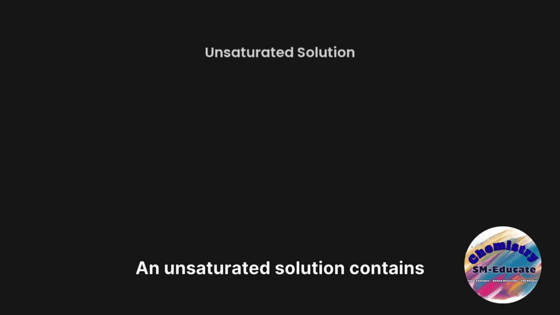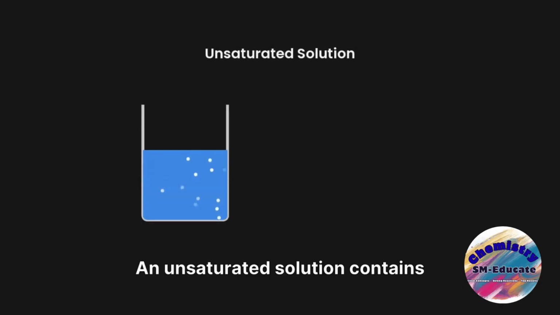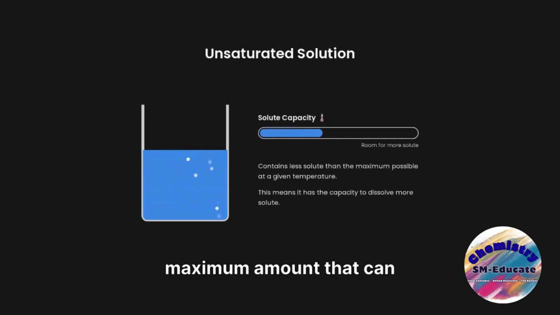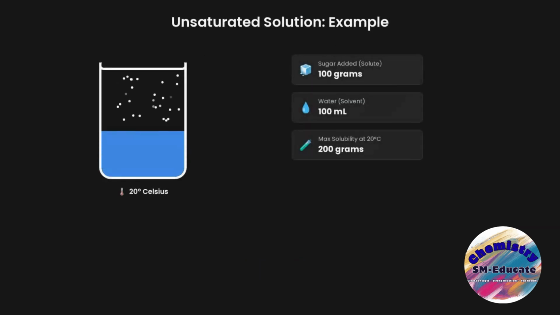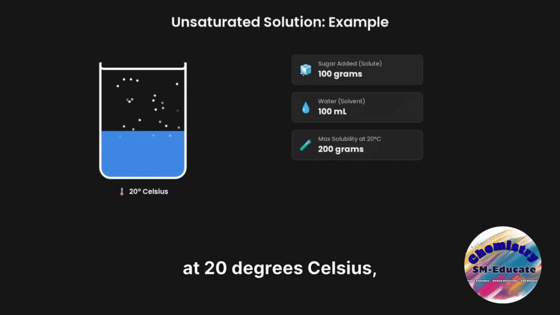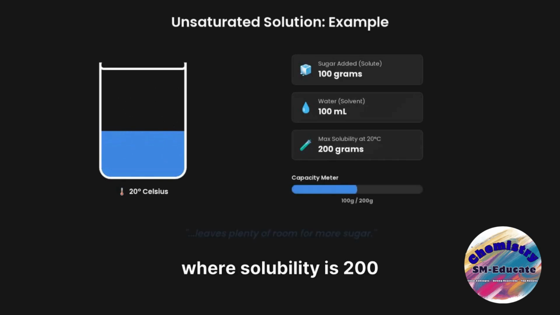Solutions are classified into three main types based on the amount of solute dissolved: unsaturated, saturated, and supersaturated. An unsaturated solution contains less solute than the maximum amount that can dissolve at a given temperature, meaning it can still dissolve more. For example, dissolving 100 grams of sugar in 100 milliliters of water at 20 degrees Celsius, where solubility is 200 grams, leaves plenty of room for more sugar.